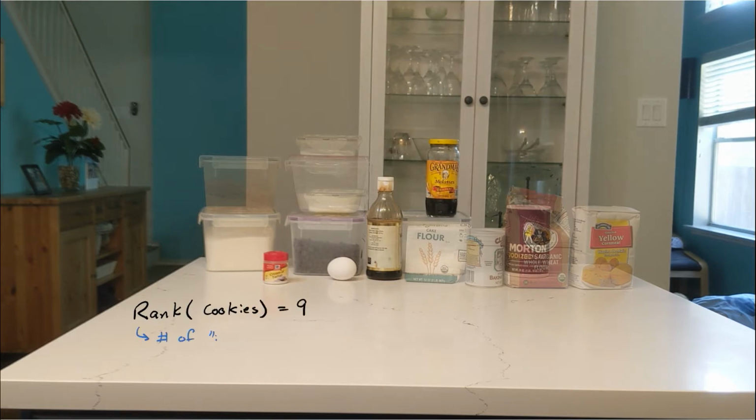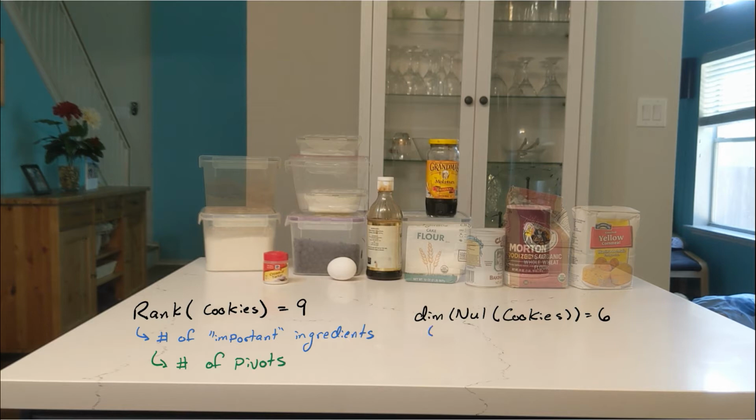For matrices, the rank of a matrix is the dimension of the column space, or the number of pivots. The dimension of the null space is the number of non-important ingredients. In a matrix, it's the number of free variables. Notice the rank plus the dimension of the null space is the total number of ingredients on the counter. This is called the rank theorem.